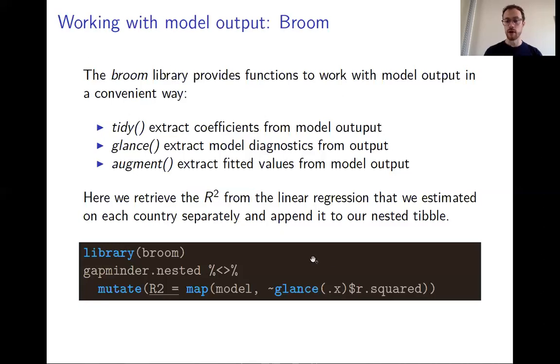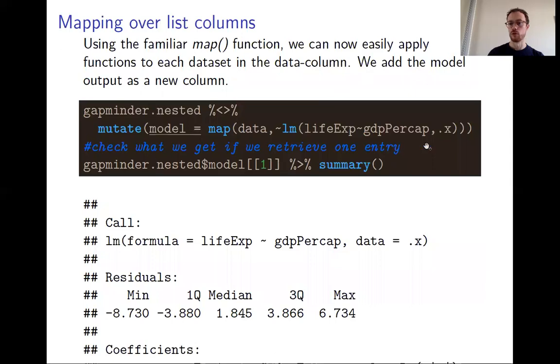So now after we're done with this, we have a country column. We have for each country the data. We have the model estimated in each country, and then separately we have the r squared for each country. And we can now scroll through the 142 countries and easily observe what is the r squared of the model that we ran here.